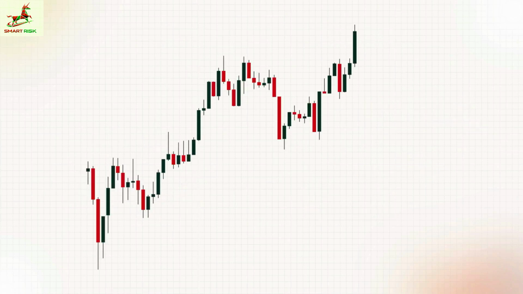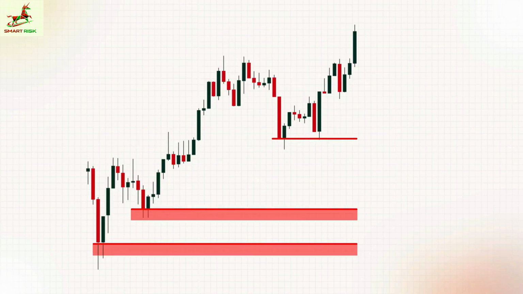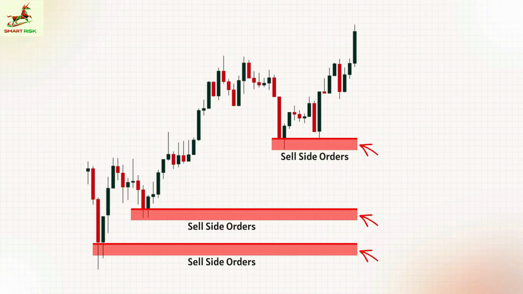For example, here on this chart, the market is in an uptrend and price is making higher highs and higher lows. Now, near every swing low, buyers have entered long trades. Below the first swing low, there are some stop losses. Below the second swing low, there are more stop losses. Below the third swing low, there are stop losses too. Now, all of these stop losses are sell-side orders, and because there's a massive amount of liquidity at multiple levels in the same direction, the downside, that's why it's called a liquidity pool.